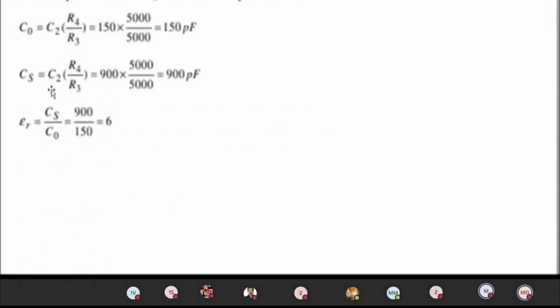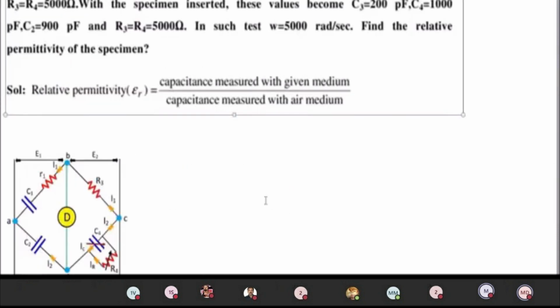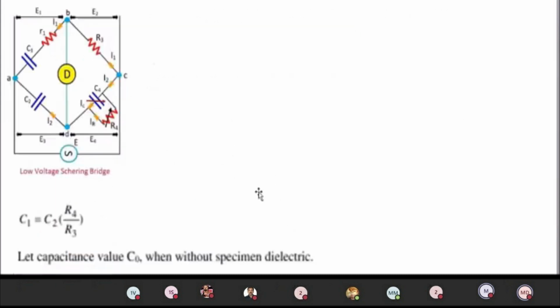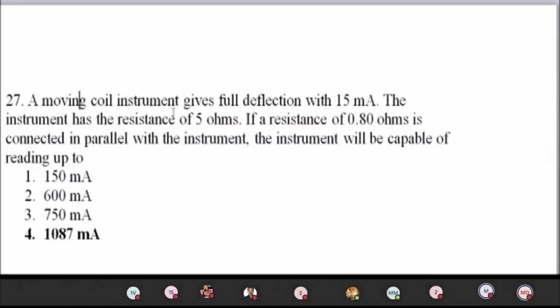And after inserting the specimen, the same formula, CS is equal to C2 into R4 by R3. Substitute the values, we will get capacitance as 900 picofarad. Now two different values we have got, one with the medium, one without, that is air capacitance. So as per the formula, relative permittivity is equal to CS by C0, which is equal to 900 by 150, we will get 6. So the answer is 6. Relative permittivity of the specimen is 6. So this way we have to find the answers.